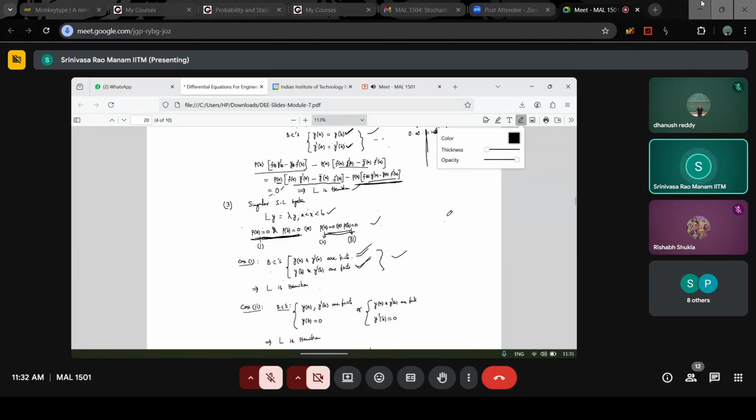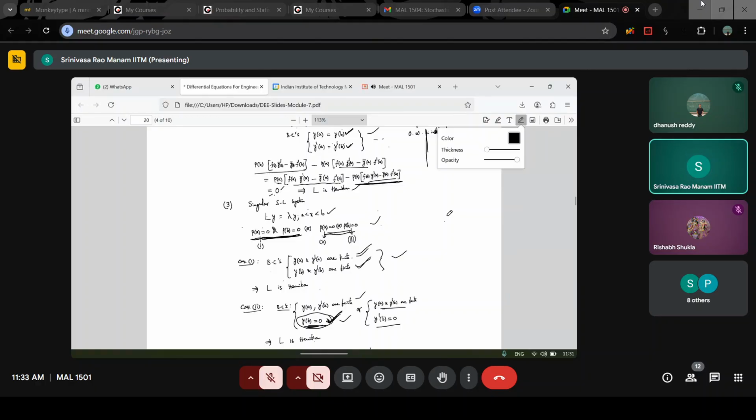Case 2, for example, is where only one of them is 0. In this case, at A, for example, P of A equals 0, then you give this one. And at B, you give the usual boundary condition like earlier, as in a regular Sturm Liouville system, whatever boundary conditions you give. Similarly, at B, if you want, either this way or whatever, you can give the second one like that, because P of A is only 0, but P of B is not equal to 0.